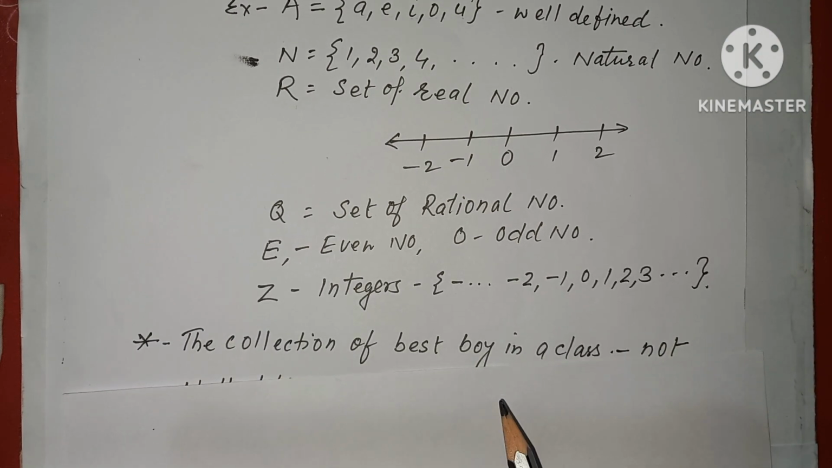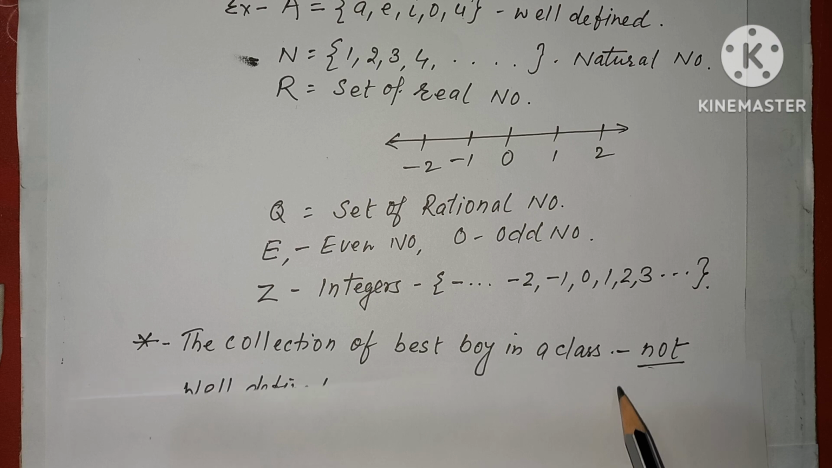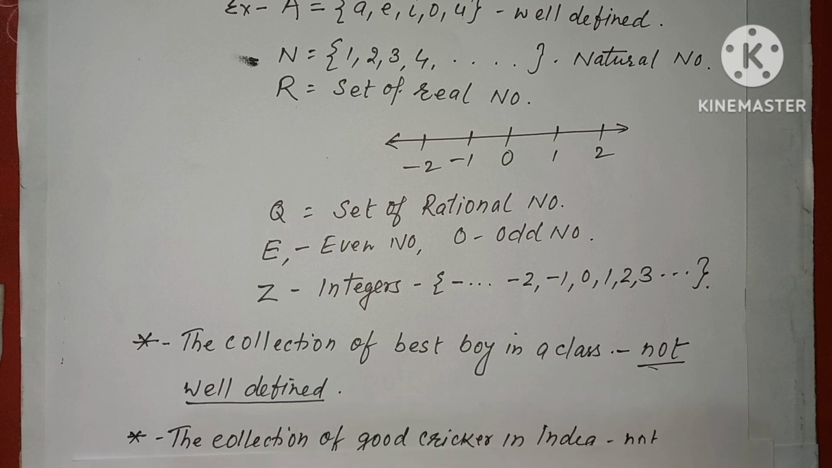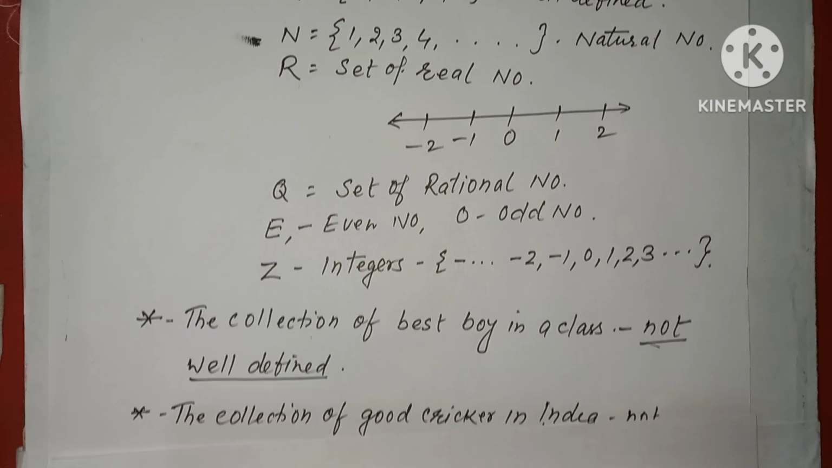But some of the collections are not well defined. How? The collection of best boy in a class, it is not well defined. The collection of good cricketer in India, it is not well defined. Because अच्छे क्रिकेटर की कोई एक एग्जैक्ट परिभाषा नहीं है, बेस्ट बॉय की कोई एग्जैक्ट परिभाषा नहीं है. So this is the collection but not a set.